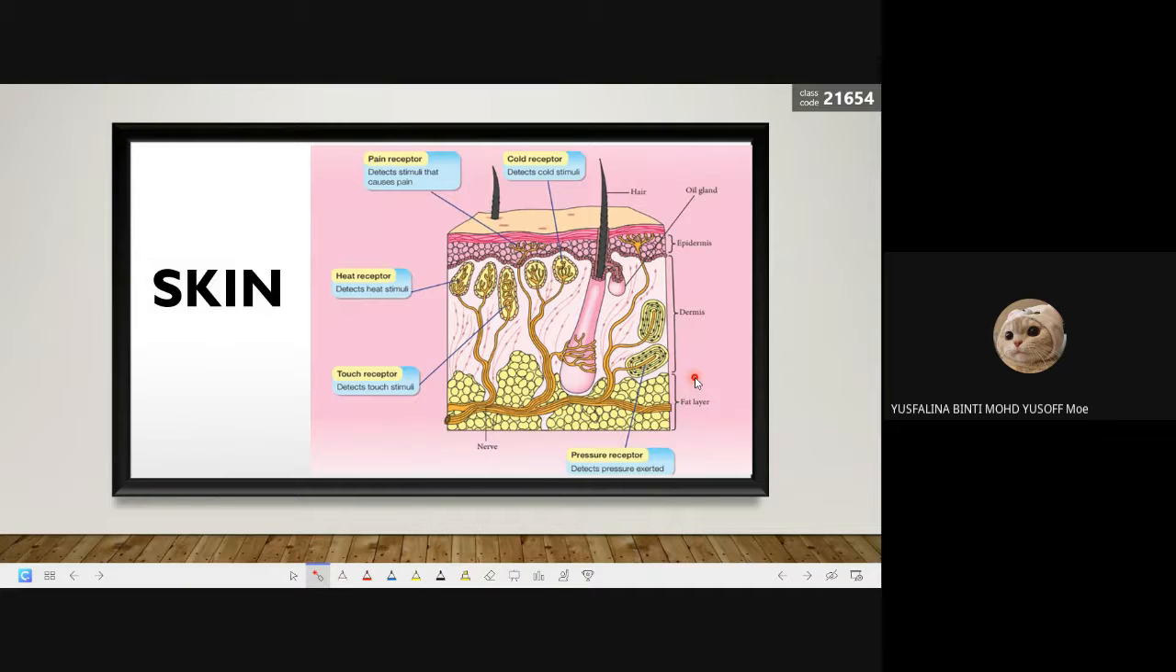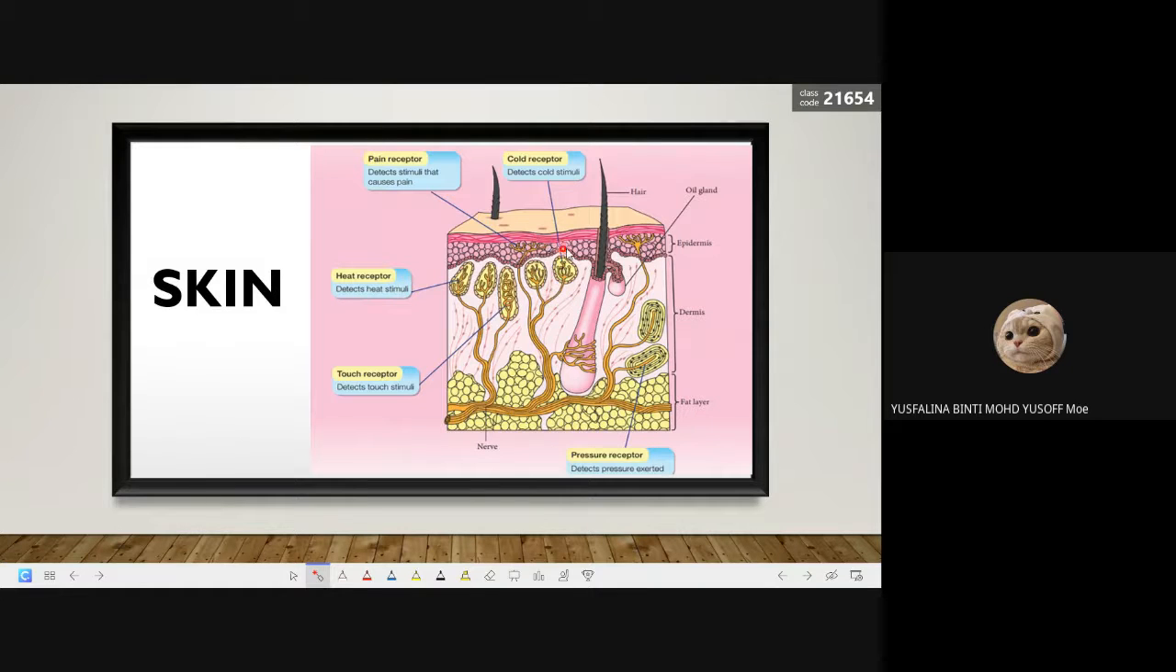Why is skin part of our sensory organ? This is the answer. Because below our skin, they got 5 receptors. Remember what a receptor is? A receptor is the one that detects the stimuli, changes it to impulse and sends it to the brain. So this is why we say skin is also part of the sensory organ, because under skin you got 5 receptors. Let's see the first one.